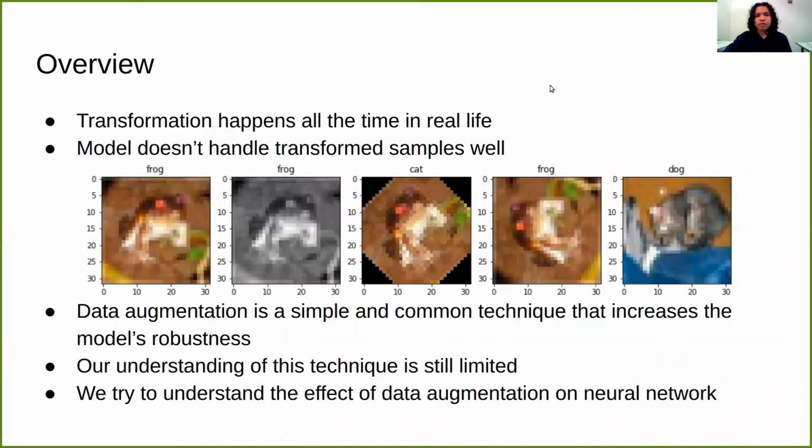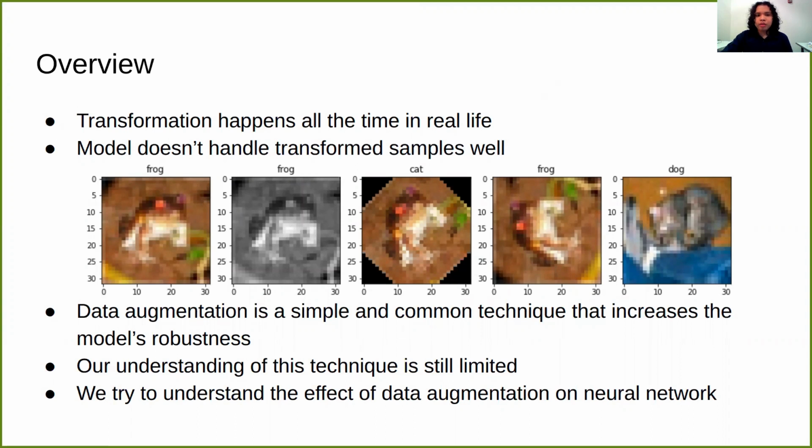In real life, transformations like corruption, rotation, and corruption happen to the collected data all the time. However, machine learning models don't handle them really well because of the lack of transformed samples in the training datasets. As we can see in those images, when we rotate a frog image by 45 degrees, we can fool the model immediately, and it would predict this image as a cat.